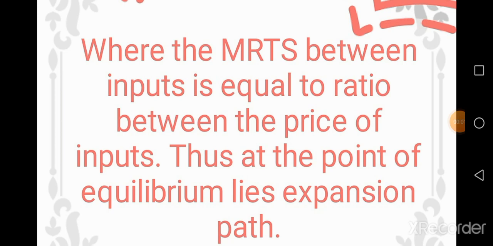Now we clearly understand what the least cost combination is. After watching this video, you are able to understand the production techniques: isoquant, one of the production techniques, isocost, and lastly the least cost combination. These are the production techniques for producing an output.